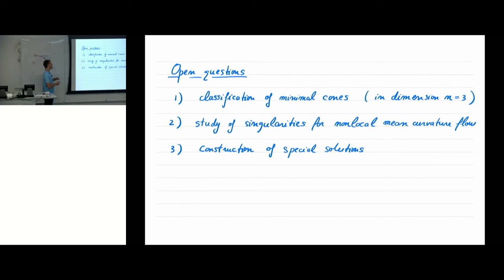And let me just leave it like this with some open questions. This would be classification of minimal cones, let's say even in dimension 3. What you can say about this. Study of singularities for the non-local mean curvature flow, and some construction of some special solutions. I mentioned a few of these yesterday in the afternoon. So I'll stop here.